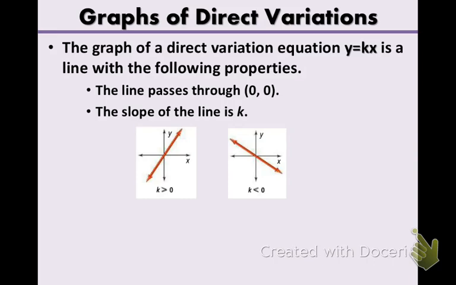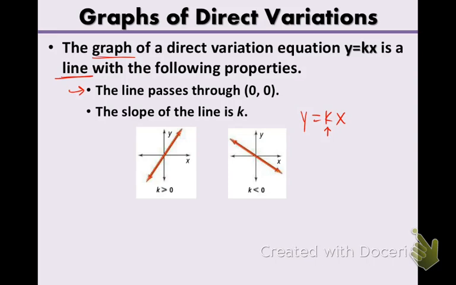Now we need to know, what does a graph of a direct variation look like? The graph of a direct variation equation, y equals kx, is a line with the following properties. The first property is the line passes through (0, 0). That's called the origin. It must go through (0, 0) in order to be direct variation. Another property is that the slope of the line is k, because in this equation, the k is the value in front of the x.